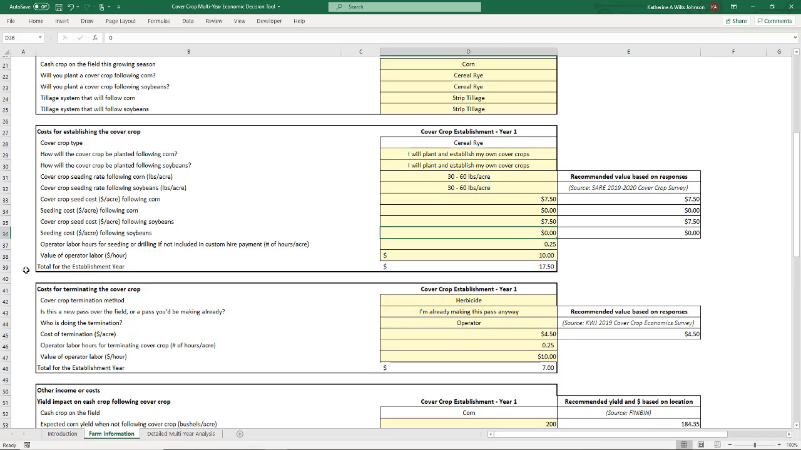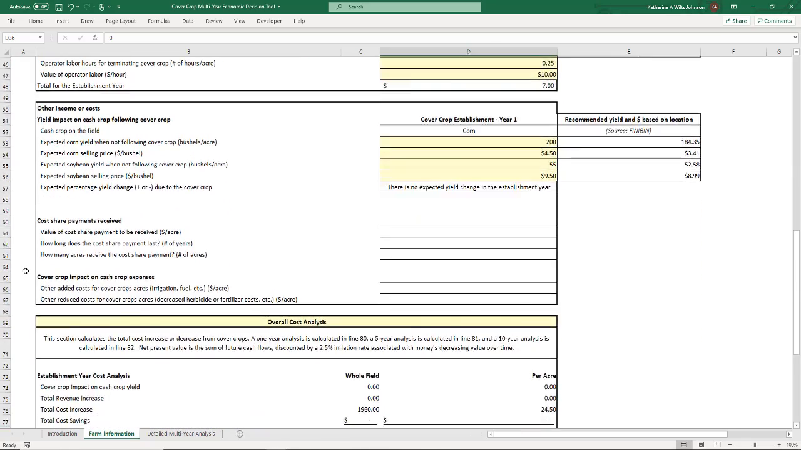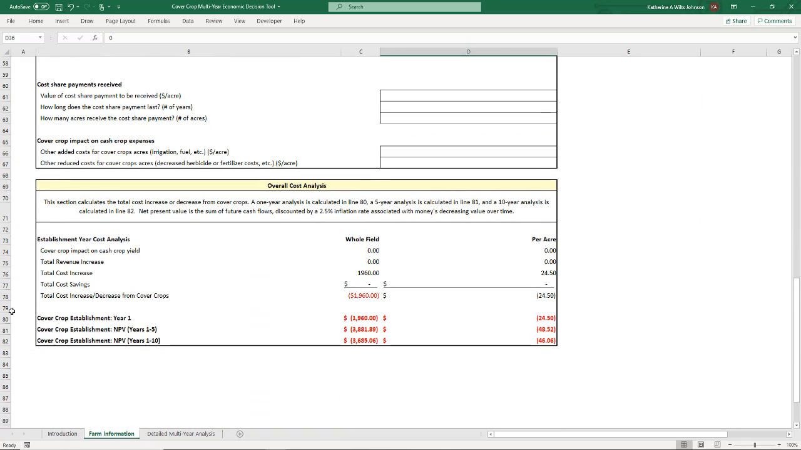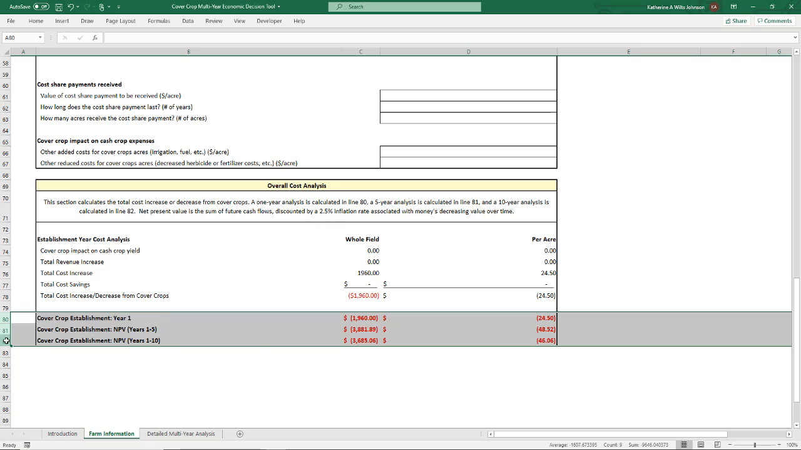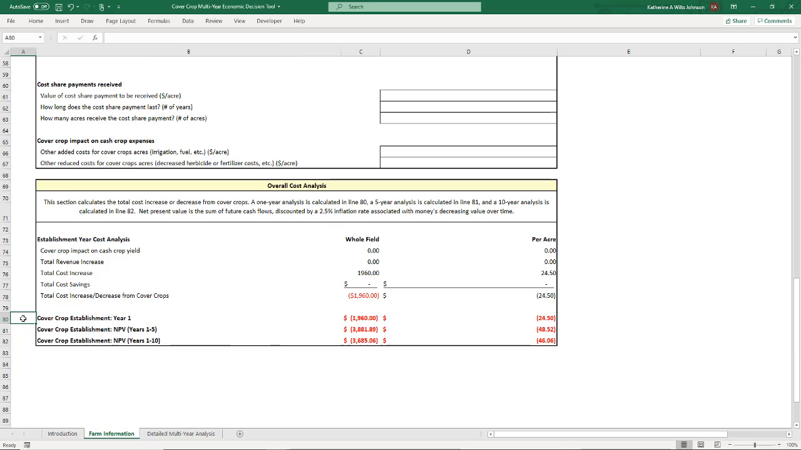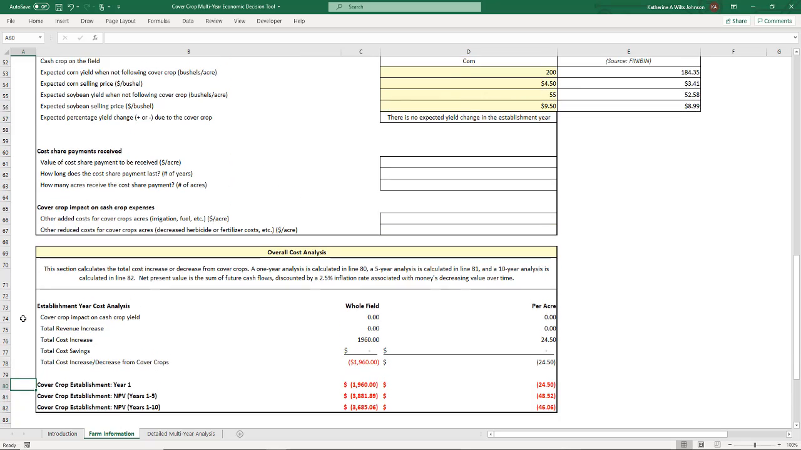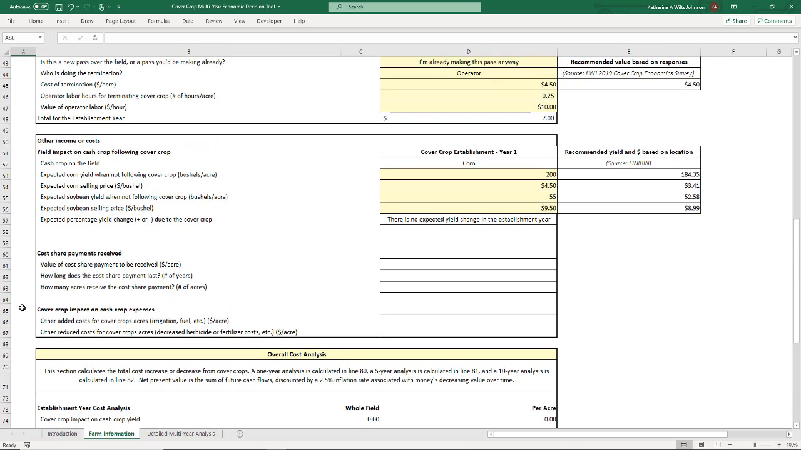So now, if we scroll down and take a look at what that did to our overall economic analysis. So we are still negative. However, we're negative at a smaller amount. So it's a step in the right direction. However, I'm not fully satisfied. So what happens if we go up and make a different change?